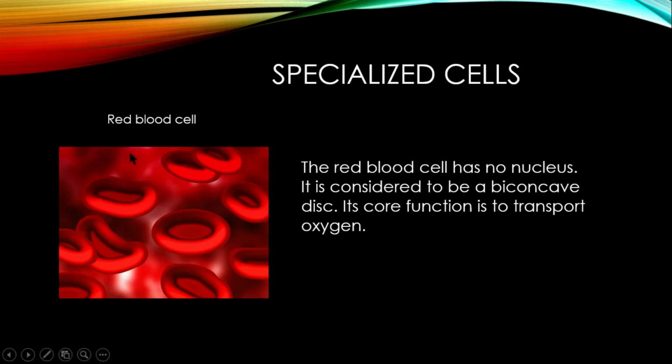So this is the red blood cell, and we spoke about that biconcave disc. If you look inside the cell here, there is a depression. Please be reminded the red blood cell has no nucleus. It is considered to be what we call a biconcave disc, and its core function is to transport oxygen.